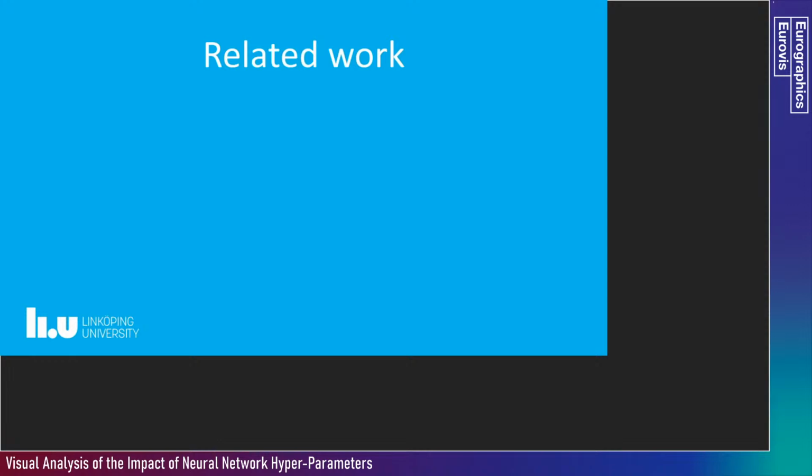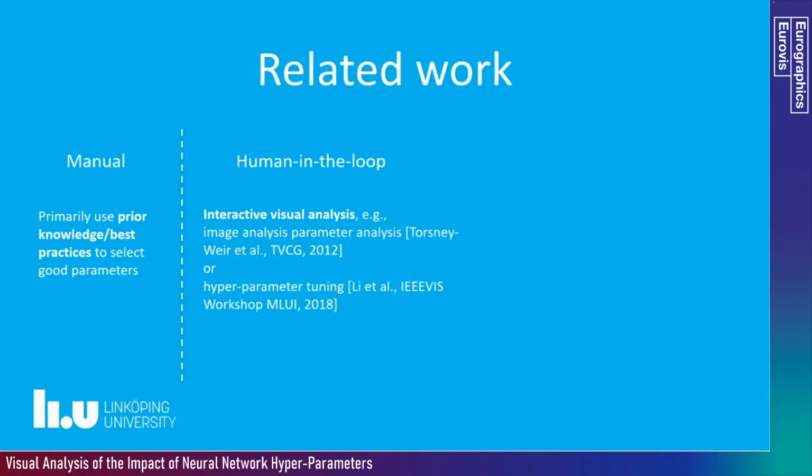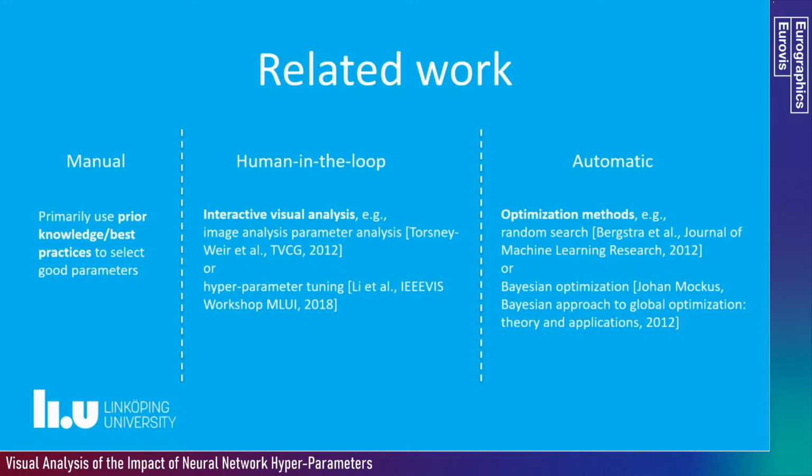There is a large amount of existing work considering the importance of different hyperparameters and approaches to optimize them. Basically, you end up with three different approaches. You can do a manual search by using prior knowledge or best practices to select good parameters. You can steer the search process using interactive visual analysis tools in a human-in-the-loop approach, or you can do a fully automatic approach using optimization methods. Our work falls in between the manual and human-in-the-loop approaches, where we use interactive visual analysis to try to understand the hyperparameter space and distill general knowledge about it.